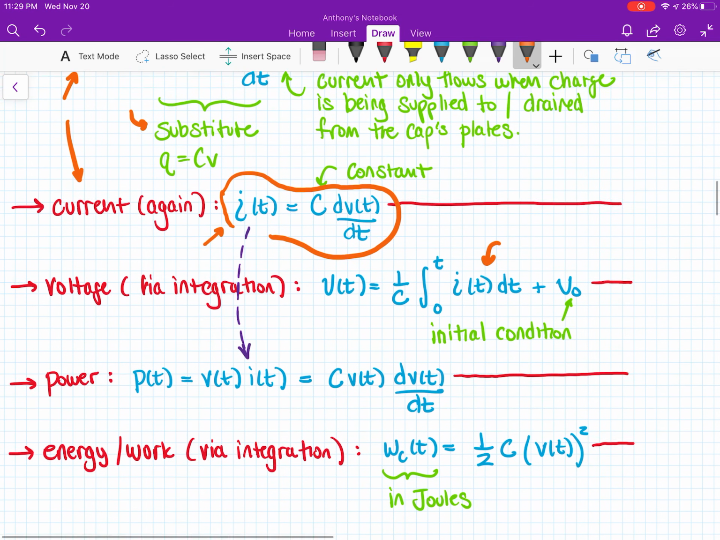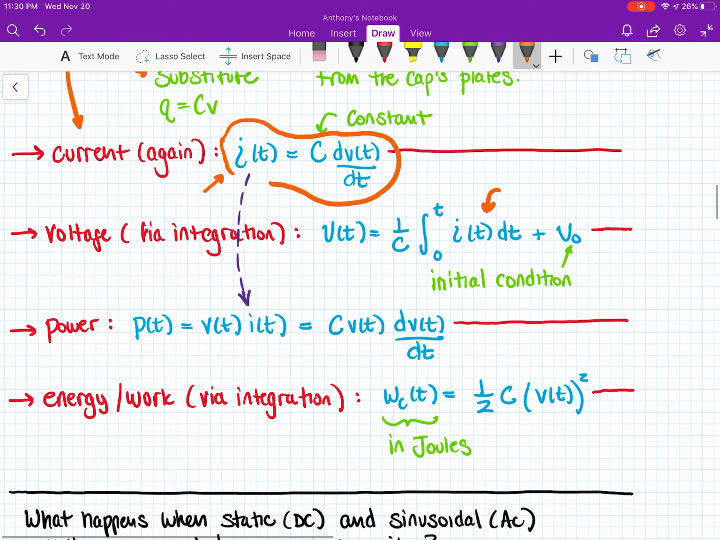And then the last two are power and energy. So power is always equal to voltage times current. And what we can do is, as you see in this purple line here, we can substitute in for I with C dV(t)/dt, and that gives us this version of the power equation here.